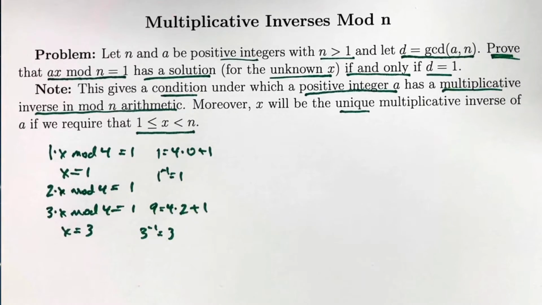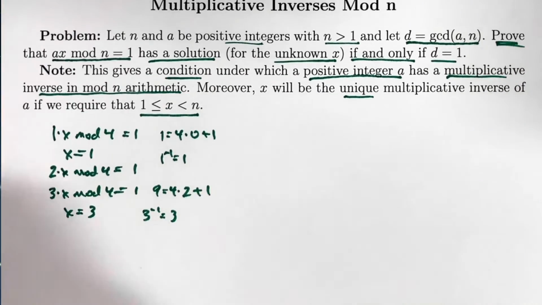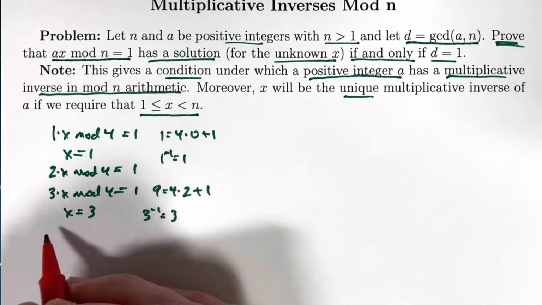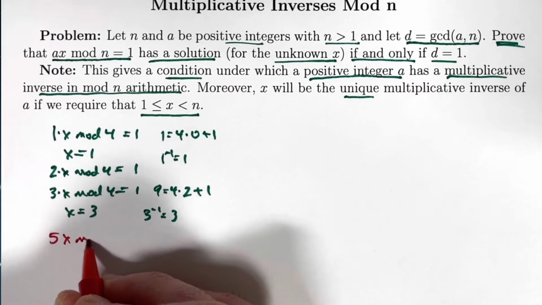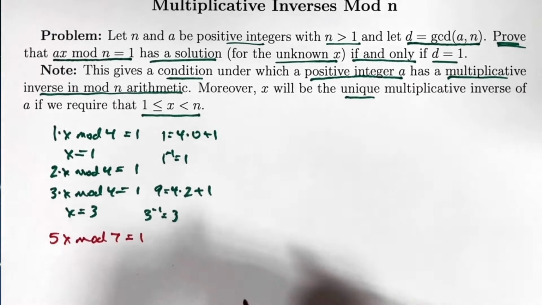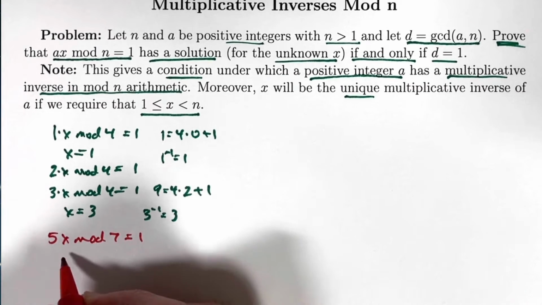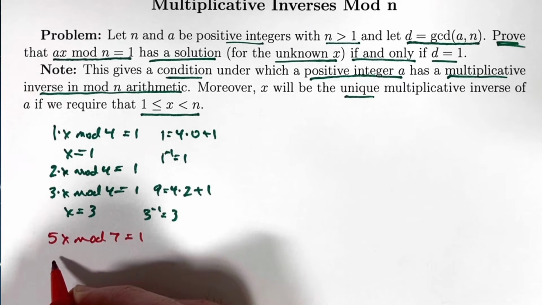If n happens to be a prime number, then no matter what a is, as long as a is not a multiple of n, there will be a solution for x. For example, 5x mod 7 equaling 1. What is the solution for x here? A little bit of experimentation will help us. Try different values for x.